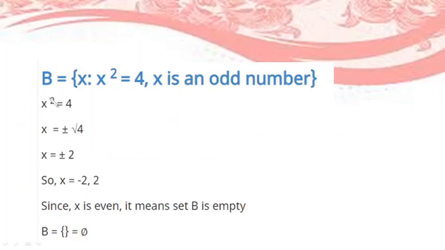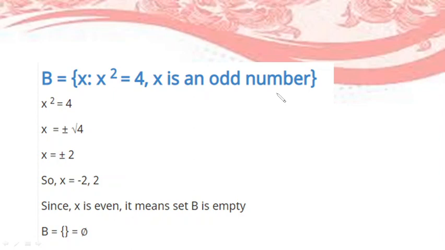Let's take one more example, B, where x square is equal to 4 and x is an odd number. We are saying x is an odd number in such a way so that if we square it, then our answer is 4. So if x square is equal to 4, then x is surely plus minus 2, either plus 2 or minus 2. But they are saying x is an odd number.